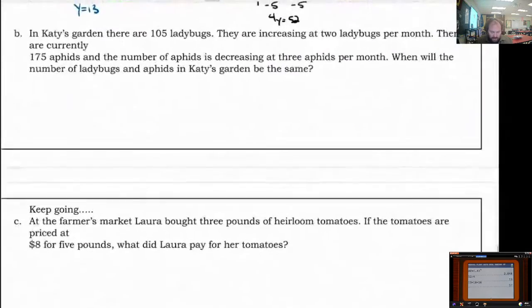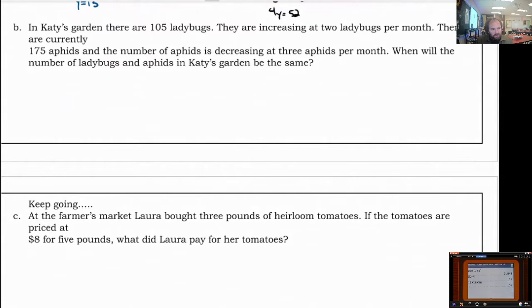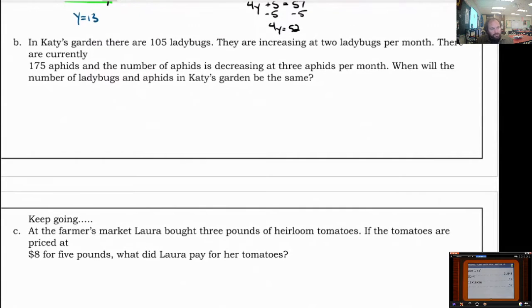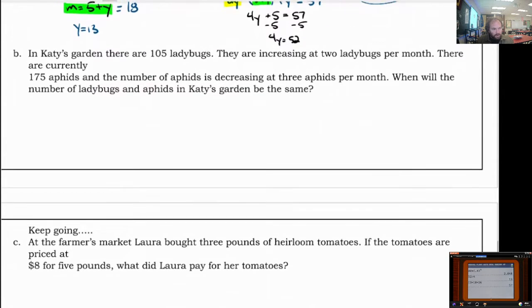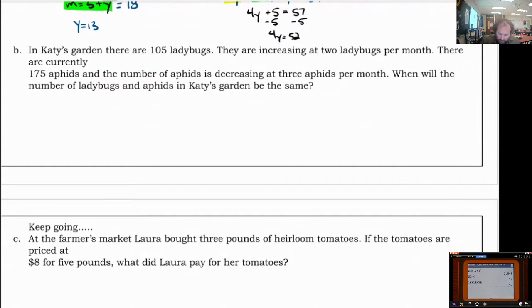Question B. In Katie's garden, there are 105 ladybugs. They are increasing at 2 ladybugs per month. There are currently 175 aphids. Actually, let's stop there. That's the first sentence, I think. There are 105 ladybugs increasing at 2 ladybugs per month. So I think that is 105 plus 2x.